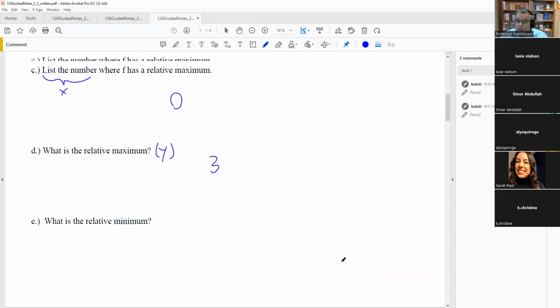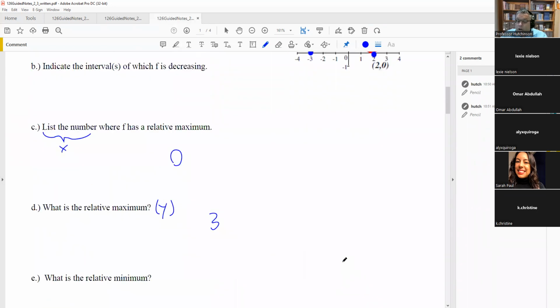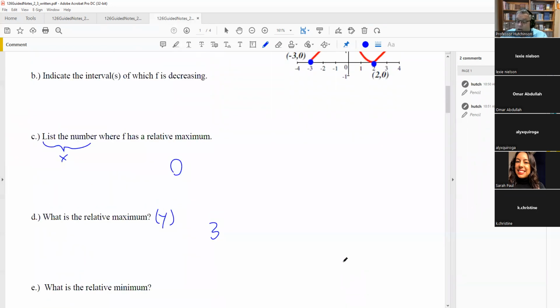We're going to do what is the relative min. So it says relative min. This again is referring to the y value. It's not the x value because I don't see the phrasing list the number. So if you don't see the phrase list the number, that means you're looking for a y value. It's only if it says list the number that you're looking for an x value. Otherwise, it's going to be a y value.